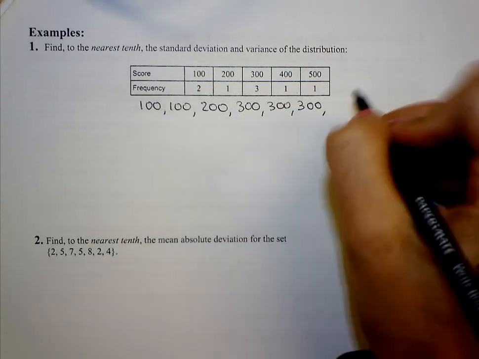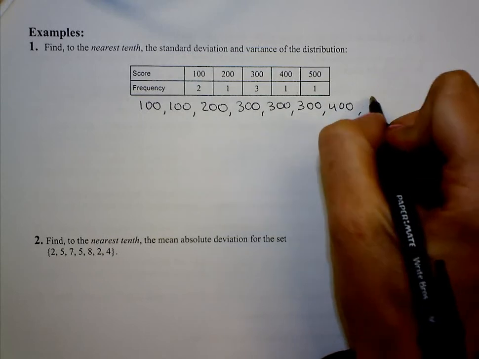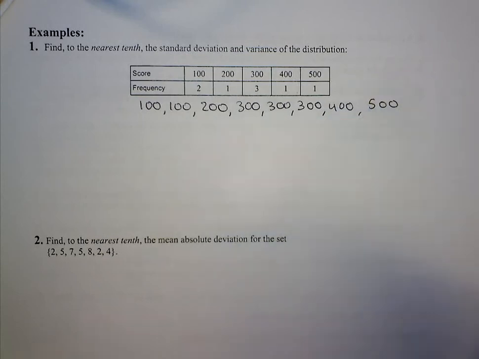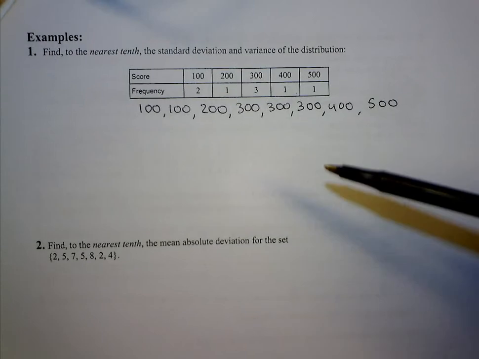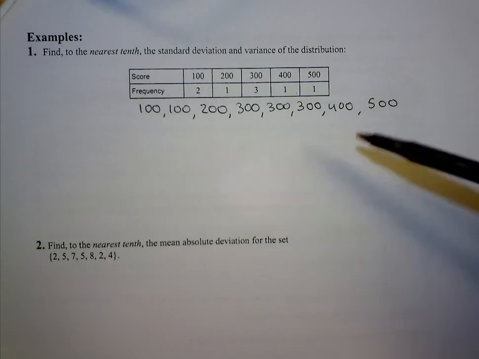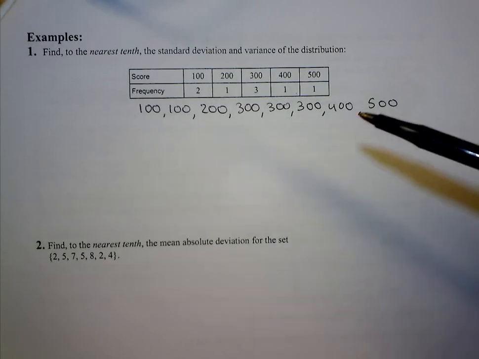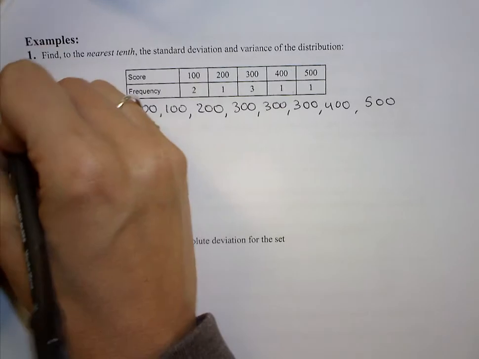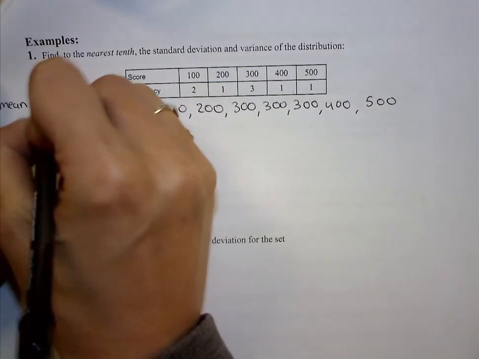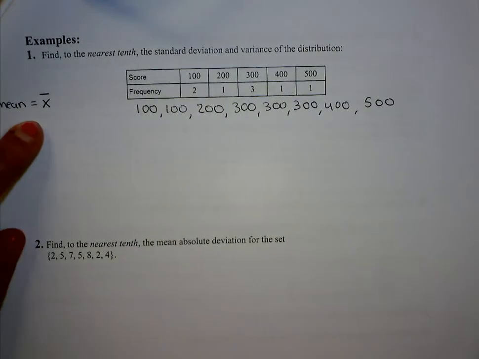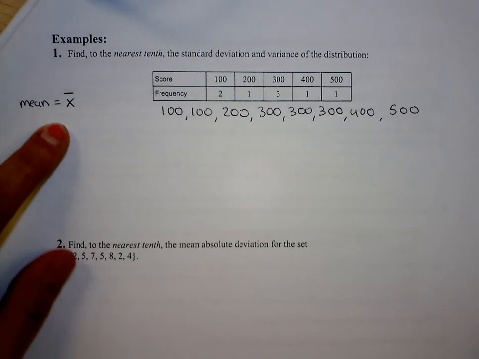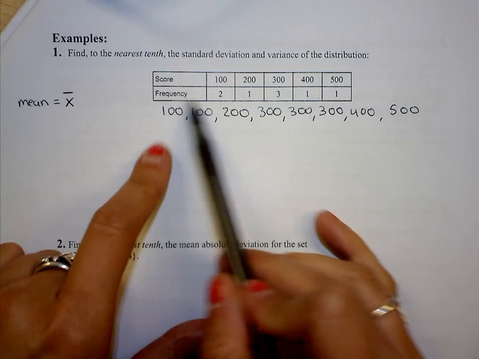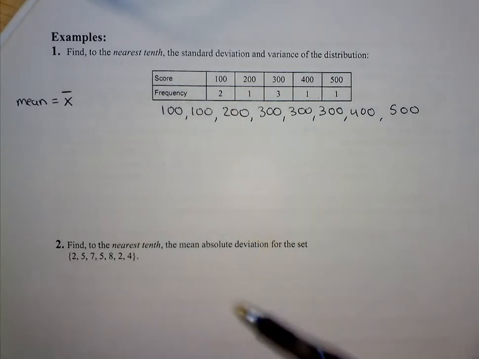1 person got a 400, and 1 person got a 500. Now, if we're trying to see how these data points vary or differ from the mean, how spread out they are, then the first thing we have to do is calculate the mean. Remember, the symbol for mean is this X with a little line on the top of it. So we calculate the mean by adding up all these points and dividing by n, the number of points.